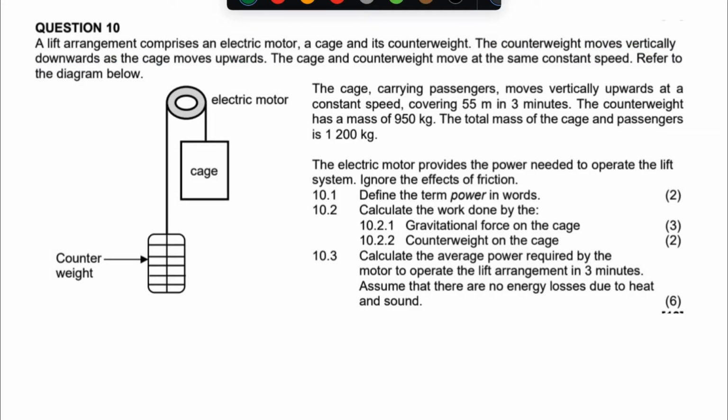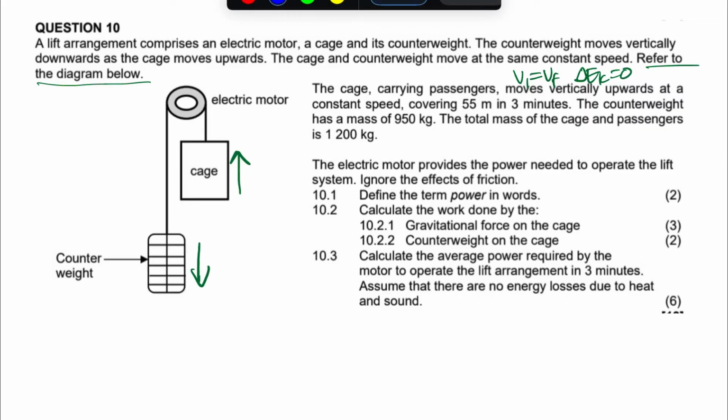The cage moves upwards, so the motion of the cage is upwards. It's very important. And the counterweight moves downwards, right? Now it says the cage and the counterweight move at the same constant speed. Very important. So the change in kinetic energy there will be zero. At constant speed, the initial velocity and the final velocity are equivalent, but they're not zero. Refer to the diagram below.